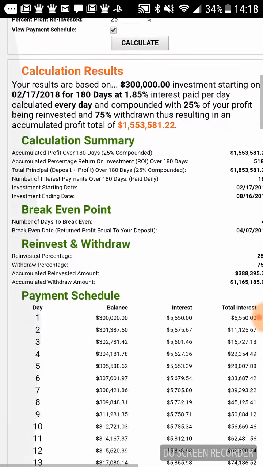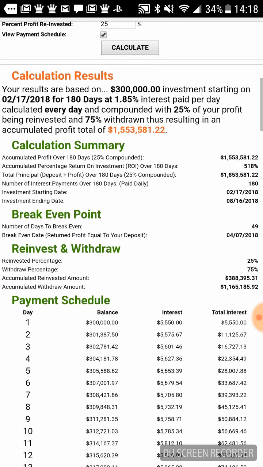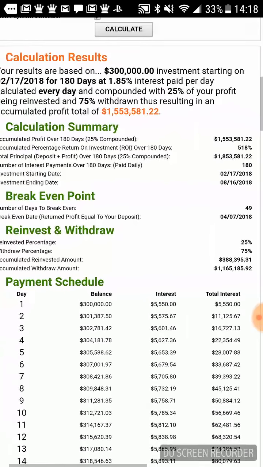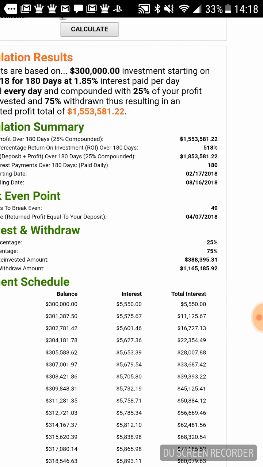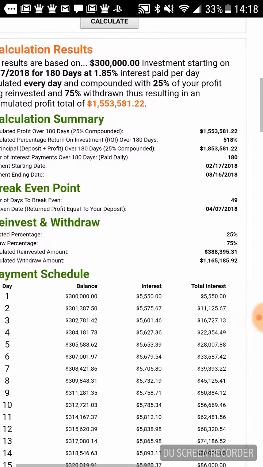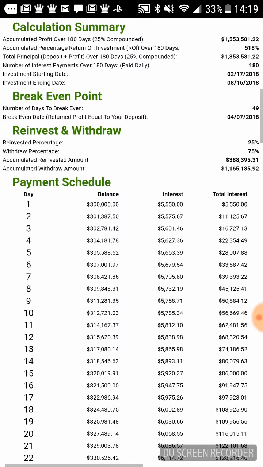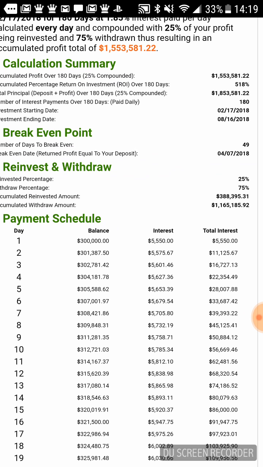Now, this is where it gets pretty crazy. They're saying that the accumulated profit over 180 days with 25% compounded is 1.5 million for a total principal of 1.8 million. So that's an insane amount of money if it lasts for the 6 months, obviously. And it says here that the break-even point is 49 days. So as you put more money into it, it gets less risky doing the 75% and 25%.